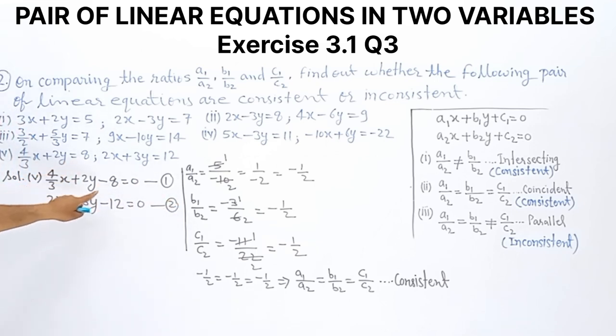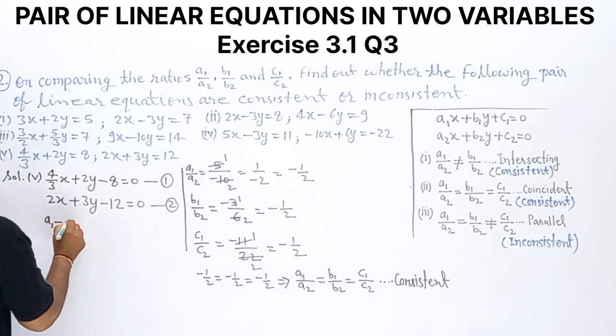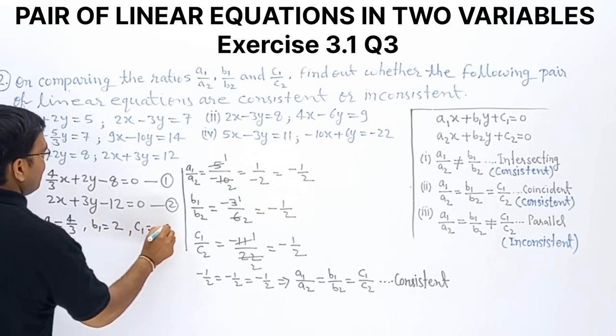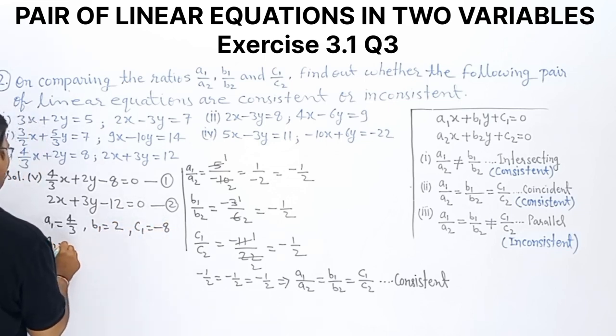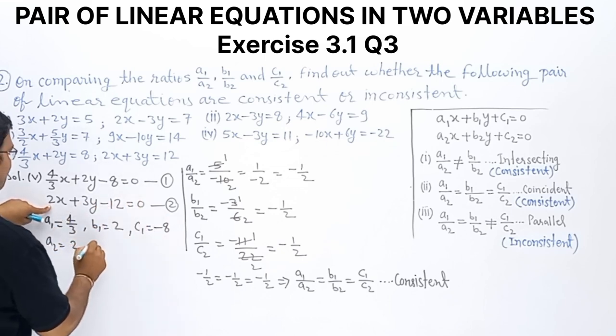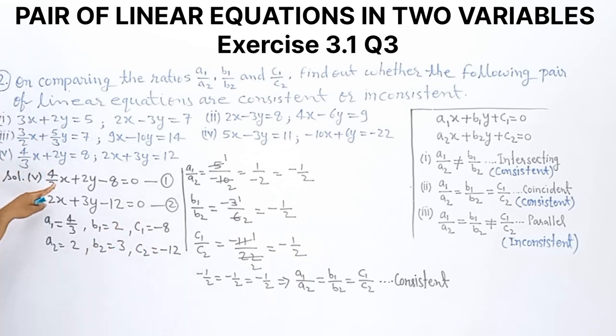Clear? Once we transpose, we get negative. Transposing towards the left, we get minus 12. Clear? Now find the values of A1, B1, C1 and A2, B2, C2 by comparing with the general equations. So what will be the value of A1? A1 is 4 upon 3, B1 is 2, and C1 is minus 8. A2 equal to what? A2 will be from this second equation, A2 equal to 2. B2 equal to 3, and C2 equal to minus 12. Observe again, these are A1, B1, C1, A2, B2 and C2.